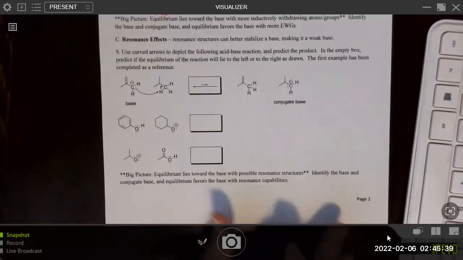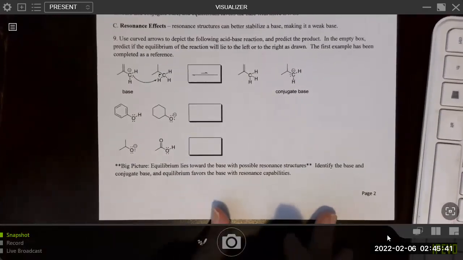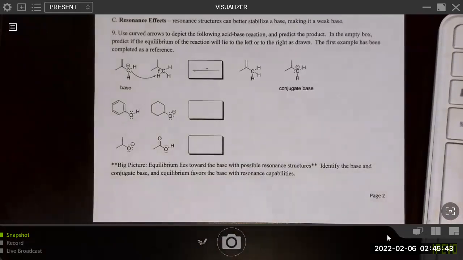Okay, moving on to resonance effect. Again, that's the R in REO. And that's actually the second most important factor, but we're covering it third, which is okay, I think. And the idea is that resonance structures can better stabilize a base, making it a weaker base. So you get the idea.